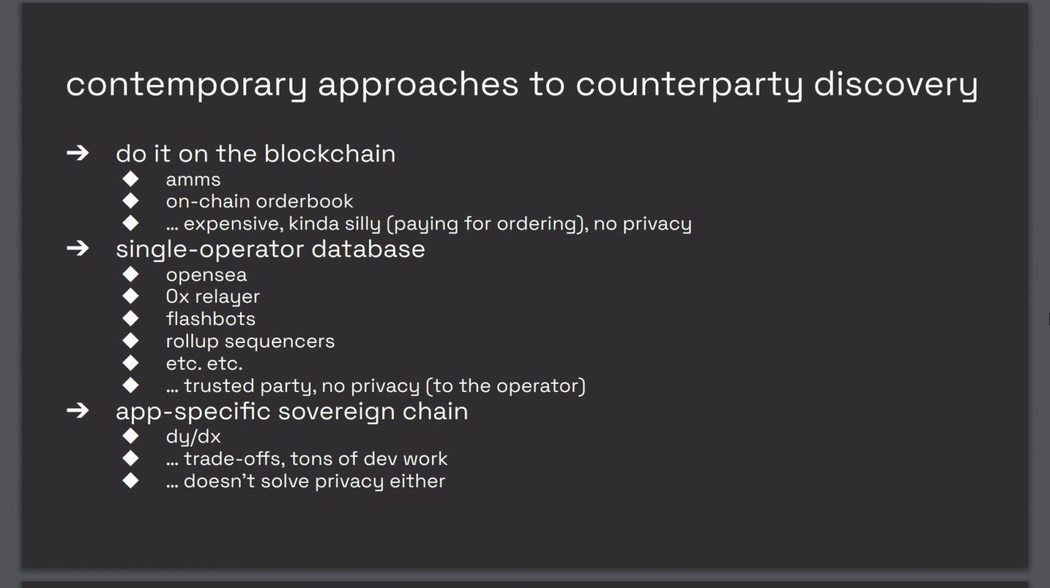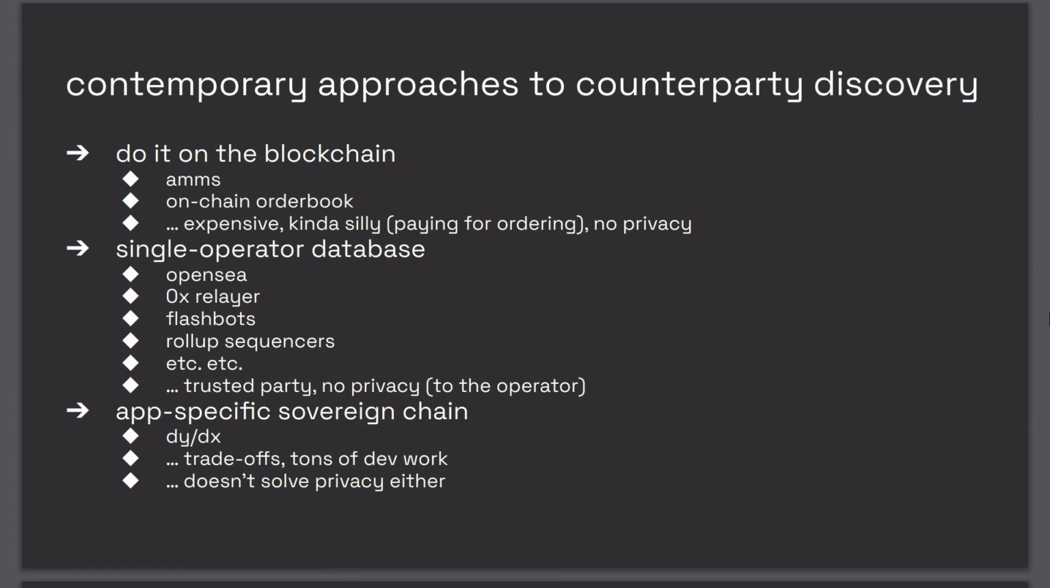But let's zoom back one more step and take a look at how current applications are doing counterparty discovery. There are several different approaches. Maybe the simplest approach, and one that does have advantages, but also really high costs, is to do counterparty discovery on the blockchain. So automated market makers like Uniswap, or variants thereof, do counterparty discovery on the blockchain. An on-chain order book does counterparty discovery on the blockchain. This works, and it provides censorship resistance, but it's really expensive. It's kind of silly because you generally don't need ordering for counterparty discovery, and here you're paying for this really expensive distributed ordering system that you don't need. And without some other technology involved, of course, these systems don't have any kind of privacy.